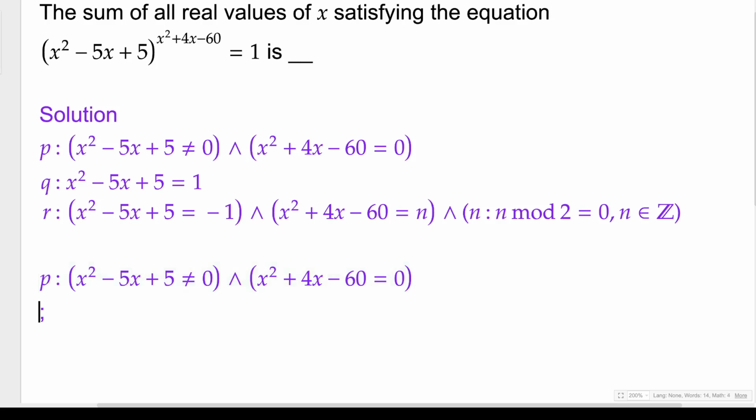So now you can observe that when x² + 4x − 60 is equal to 0, if I solve this equation for x, I will get negative 10 as one root and 6 as another root, right?